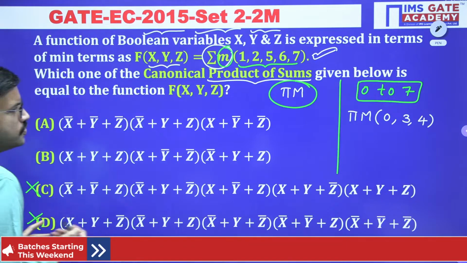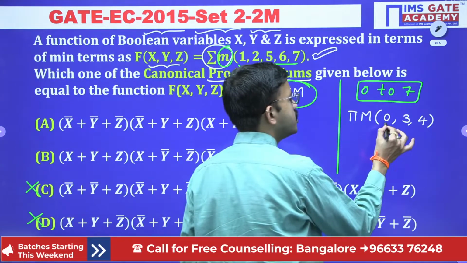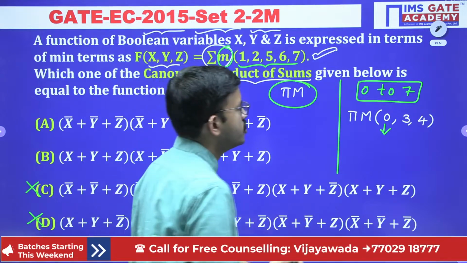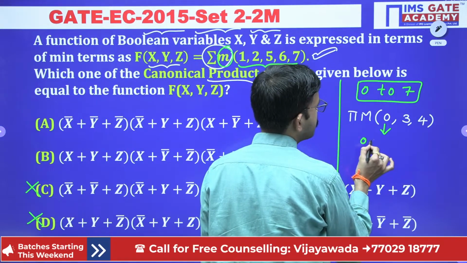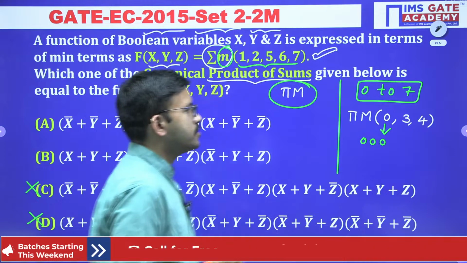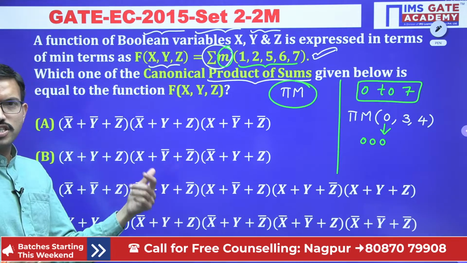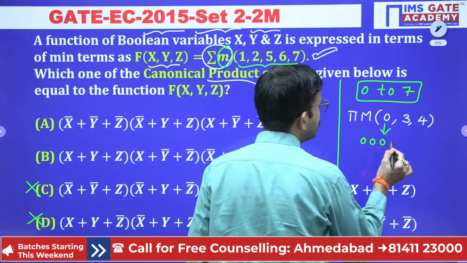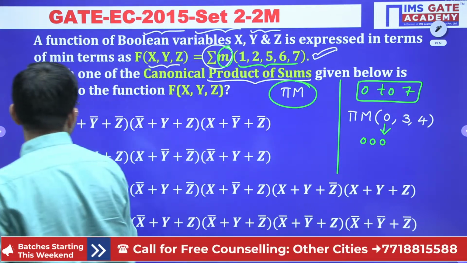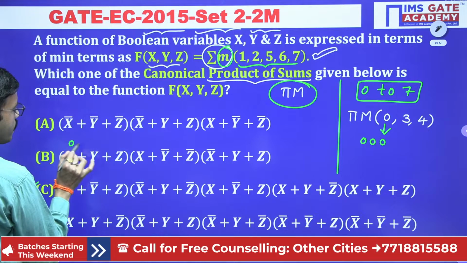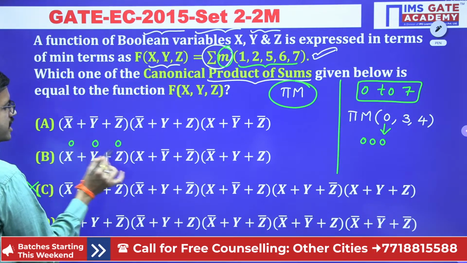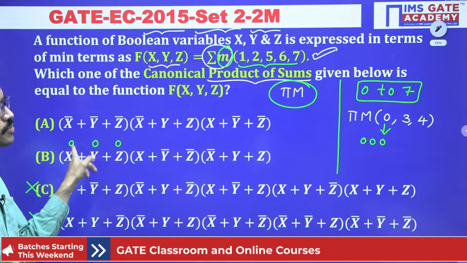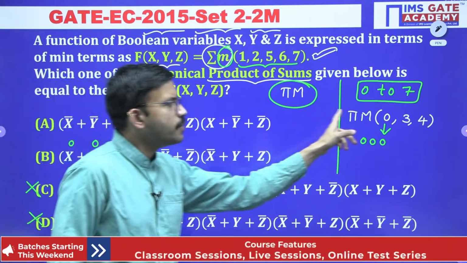Okay, so it is very simple. 0 is nothing but what? Just write the corresponding binary. 0 is nothing but 000. So if you are writing the max term, then how will you write? 000 is nothing but x plus y plus z. You can observe here, x plus y plus z. When you substitute these values, the resultant value you are supposed to get is 0 because these are the max terms.